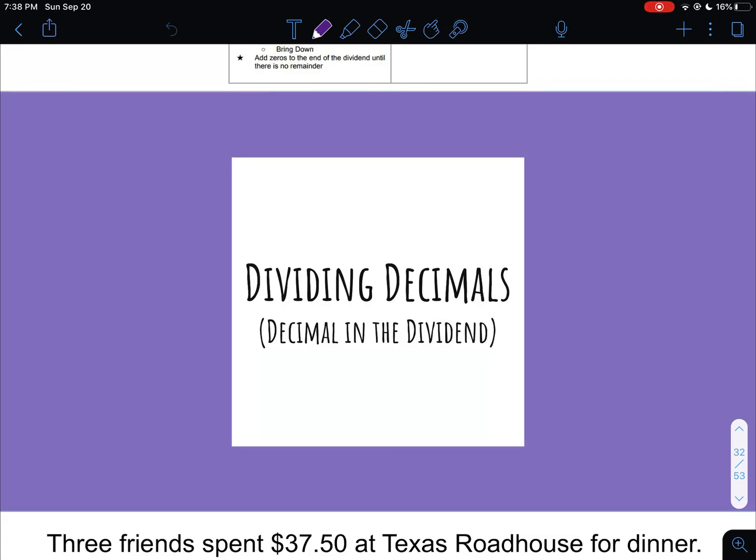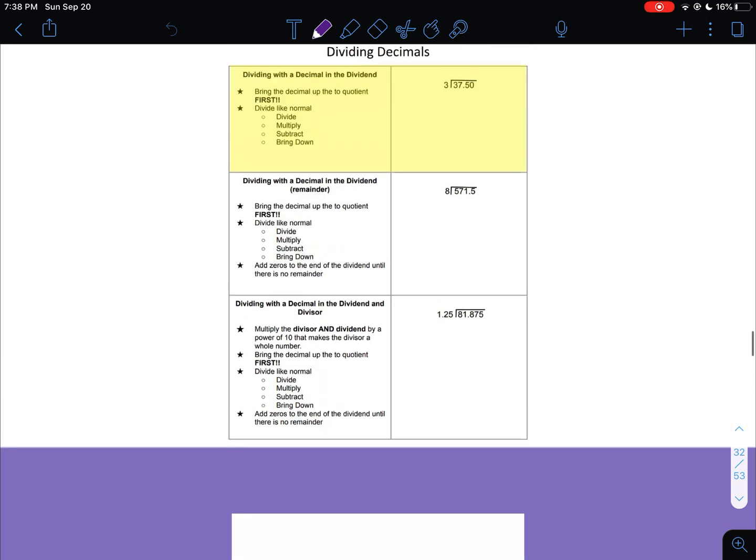Hey everyone, today we're moving on to dividing decimals. So we are going to start out with just the decimals and the dividends, or the number inside the division house when you're actually doing long division.